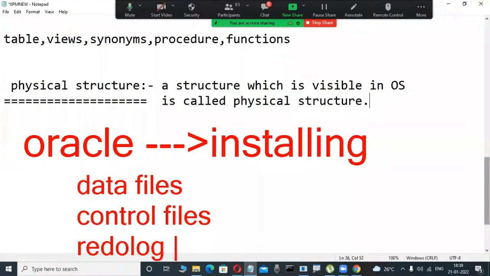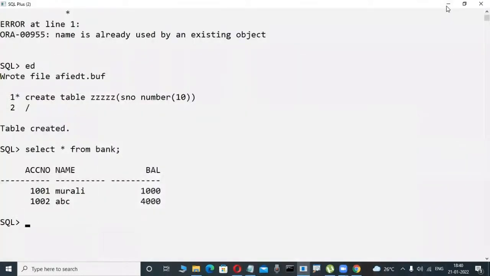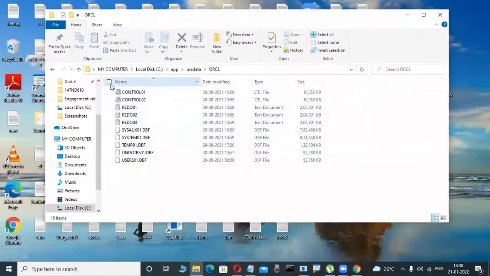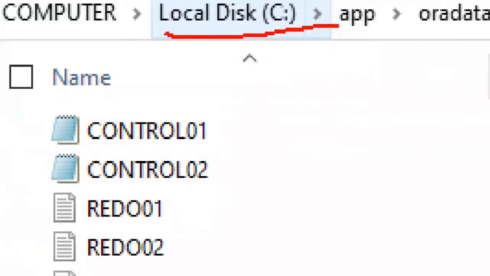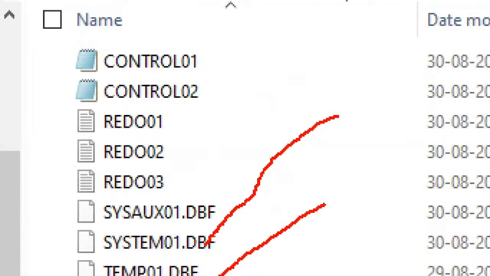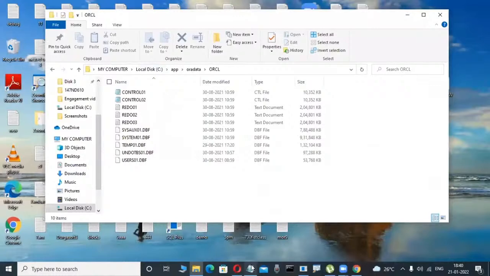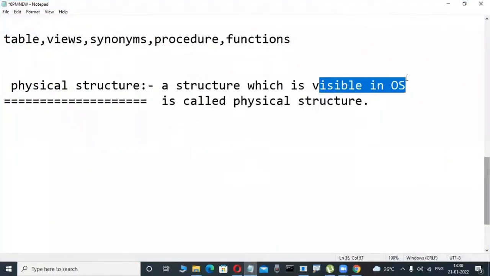You don't have an idea about these things yet; this is a rough introduction, and they belong to the DBA concept in future. Whenever I install Oracle software, some files are automatically created on the disk, in the C drive, D drive. These are data files, .dbf files, control files, and redo log files. Later you will be familiar. That is why a structure which is visible in the operating system is called a physical structure.